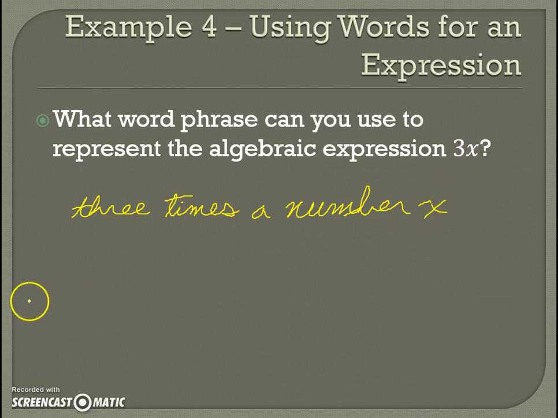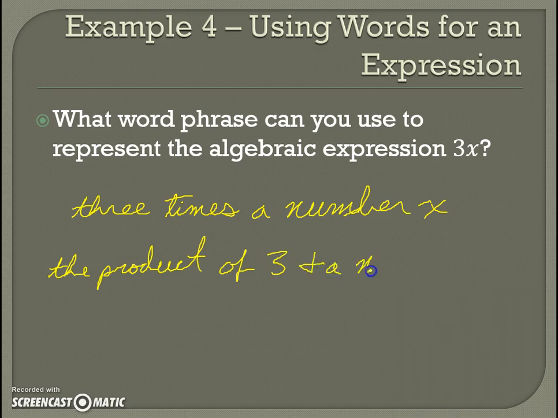Or, because it's multiplication, a lot of times you'll see it phrased as the product of 3 and a number x. All right, so 2 different ways. I'm sure you could come up with different ways, and that would be great. There's just 2 that come at the top of my head, so hopefully you could come up with something similar to that. Let's take a look at another example here.